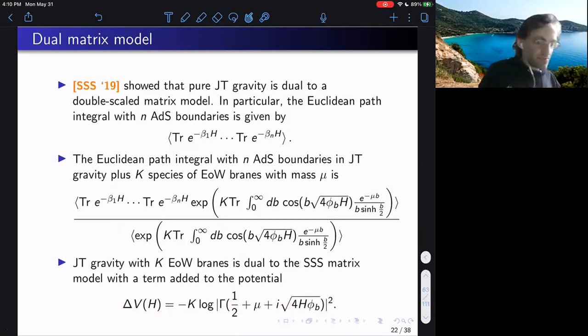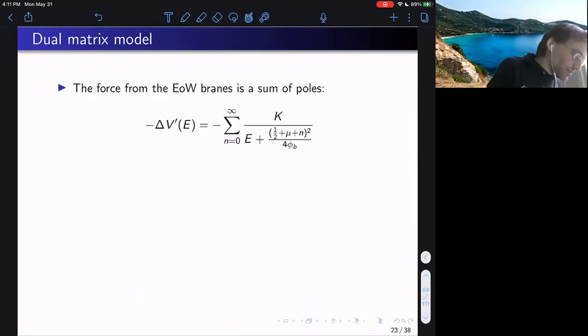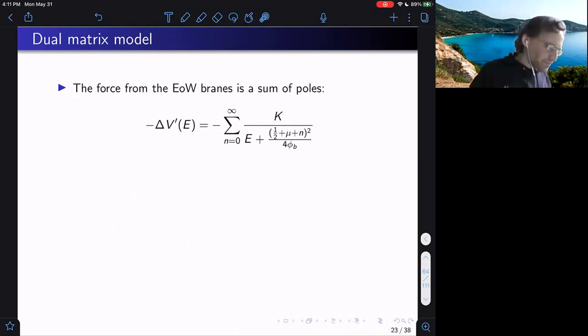Now we'll ask what happens when we take the SSS matrix model and simply add this delta V to the potential. One thing that I want to point out that's a little curious is that if I take delta V and compute the force, so minus delta V prime of the energy, this actually just becomes a sum over poles. And the force is always pointing to the left. Something that's curious about this formula is that, while of course it makes sense for mu greater than -1/2, it also makes sense for mu less than -1/2. For this whole talk, I was considering the case where mu is greater than -1/2, because that's where the picture of the Euclidean path integral made sense.